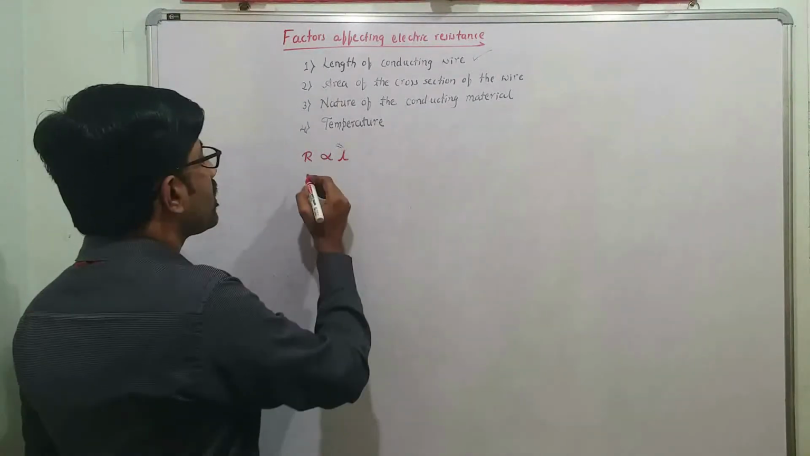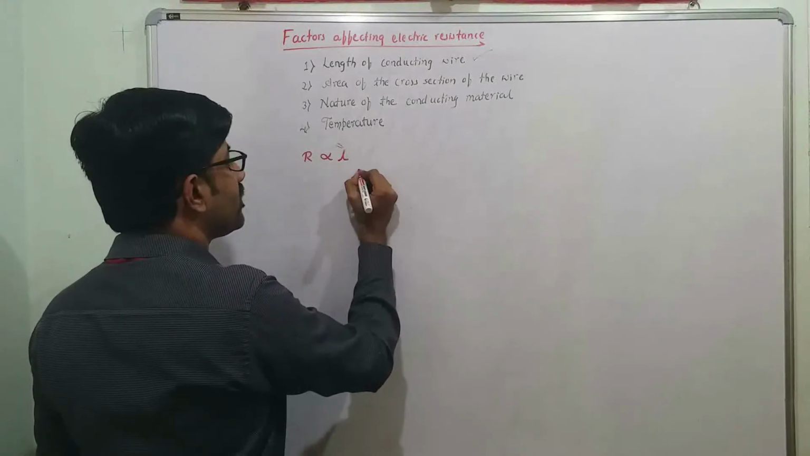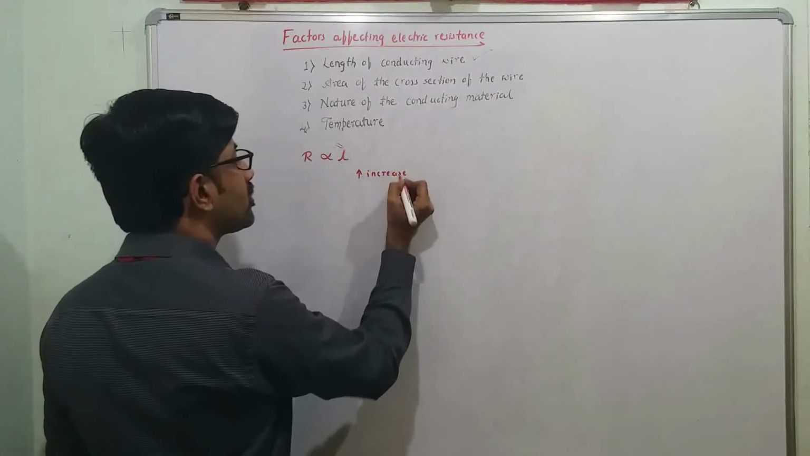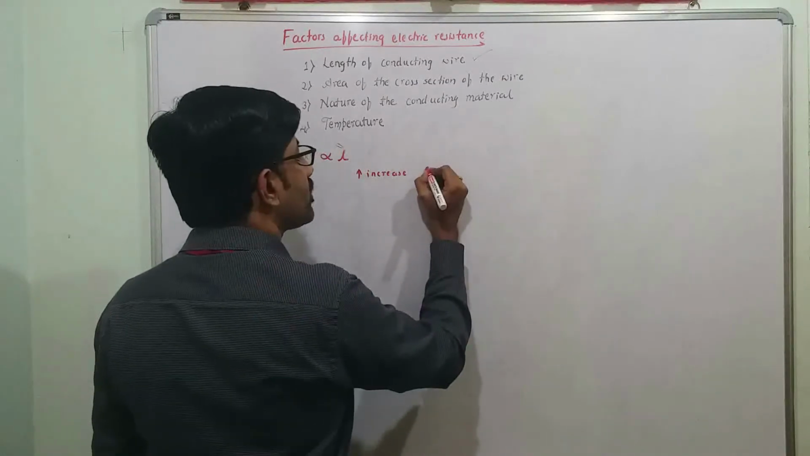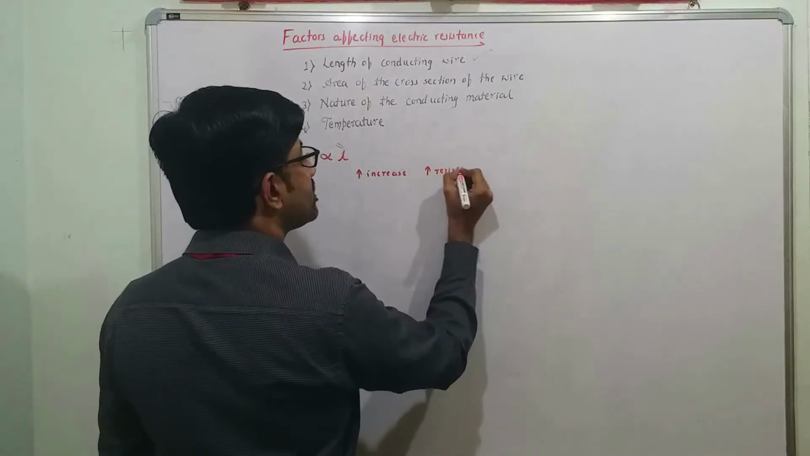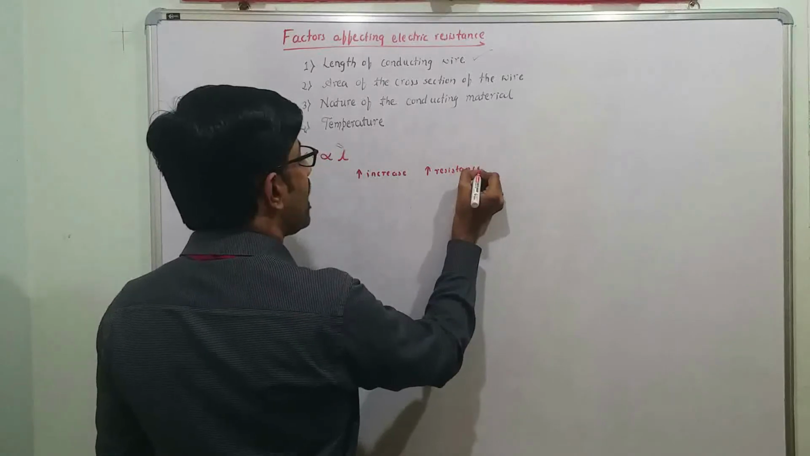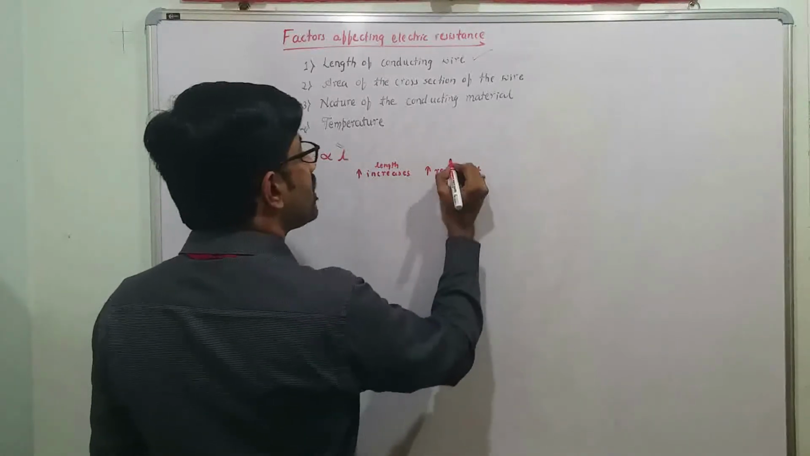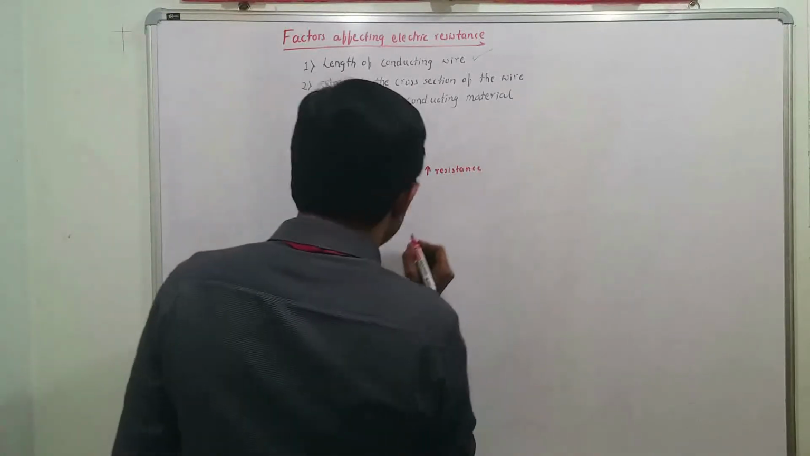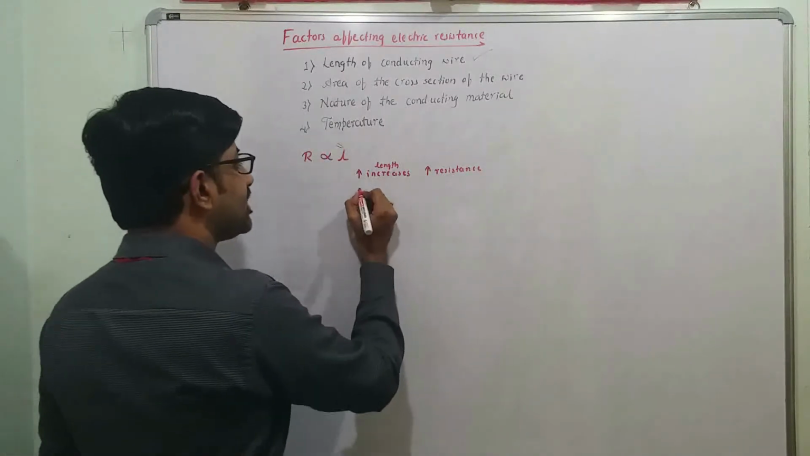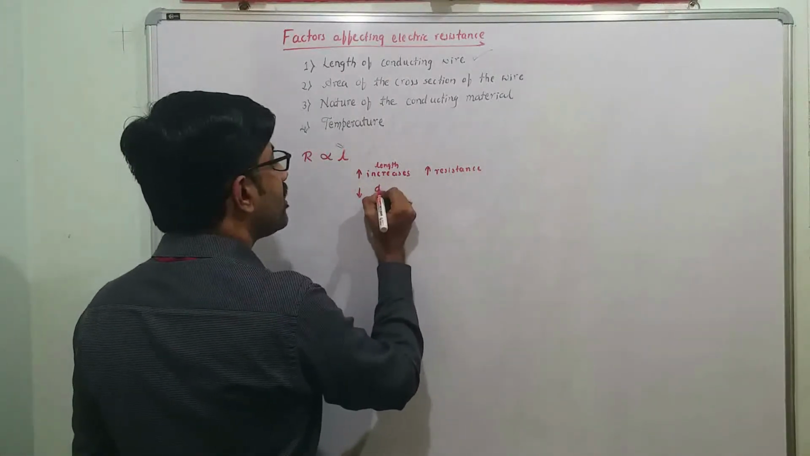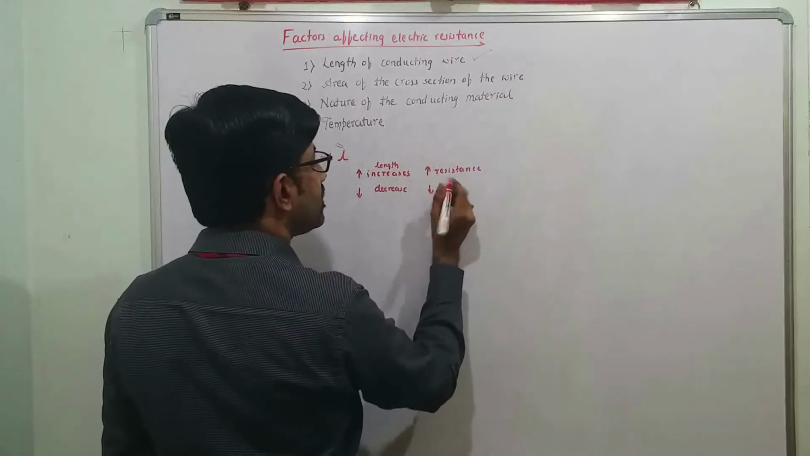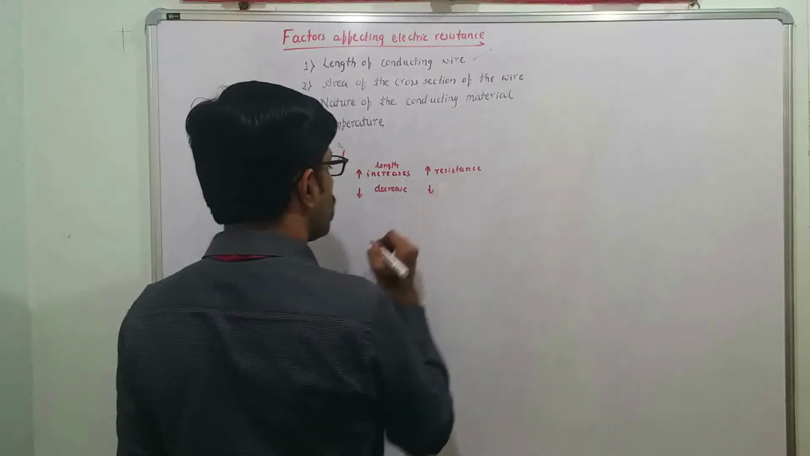Which means what? If you increase the length of the wire, what is going to happen? Resistance is going to increase. Resistance increases as the length increases. If you decrease the length, then resistance decreases. Okay.